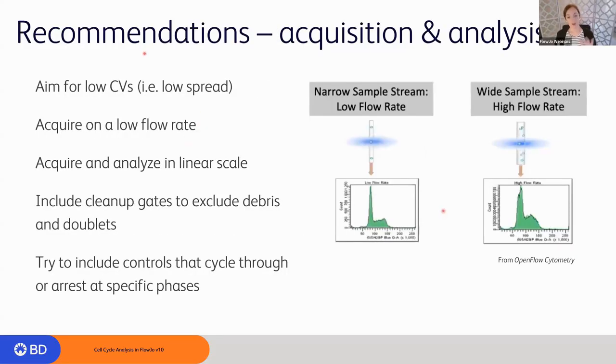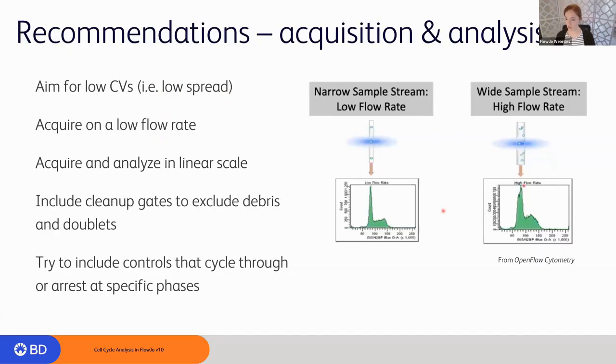Okay, and so that's more on the sample prep side. On the acquisition and analysis side, a couple more pieces of advice. So the main goal of cell cycle analysis is to aim for low CVs, right? These are coefficients of variation. So when your peak is not so narrow and it starts to get wide and we have a lot of spread in the data, that really impedes the mathematical modeling and also your interpretation to establish what's G0, G1, what's G2M. So a way we can help achieve that is to acquire on a low flow rate. That's one piece of advice.